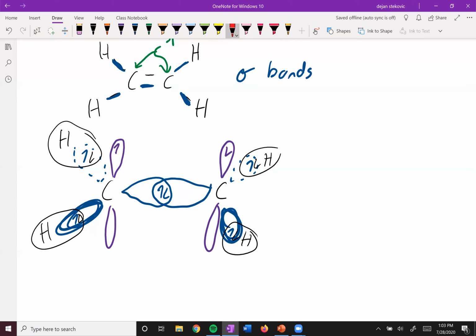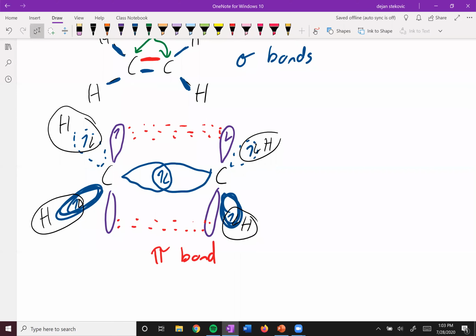And so these two can actually bond from a distance. They're overlapping, but they're not directly overlapping. They're not directly touching, but they can still interact with one another. And so this is your pi bond right here, right? And so that pi bond is right there.